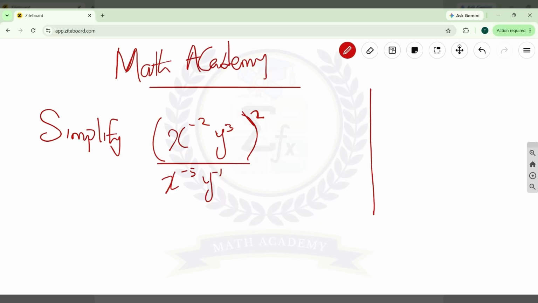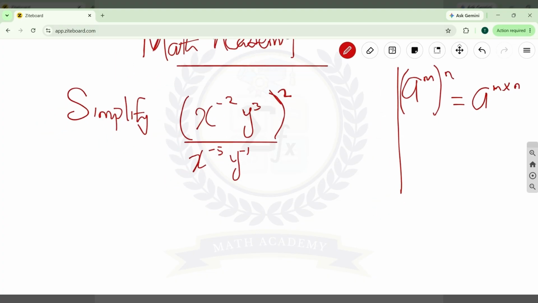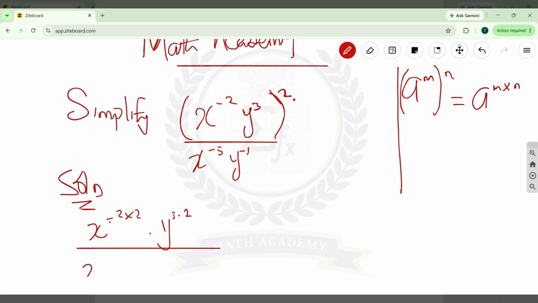This says if we have a to the power of m, all into n, this is the same thing as saying a to the power of m multiplied by n. If we have that law in mind, this simply means that x to the power of -2, we're going to multiply this 2 out there, multiply by y to the power of 3, also going to multiply the 2 out there, and this is divided by x to the power of -5 multiplied by y to the power of -1.